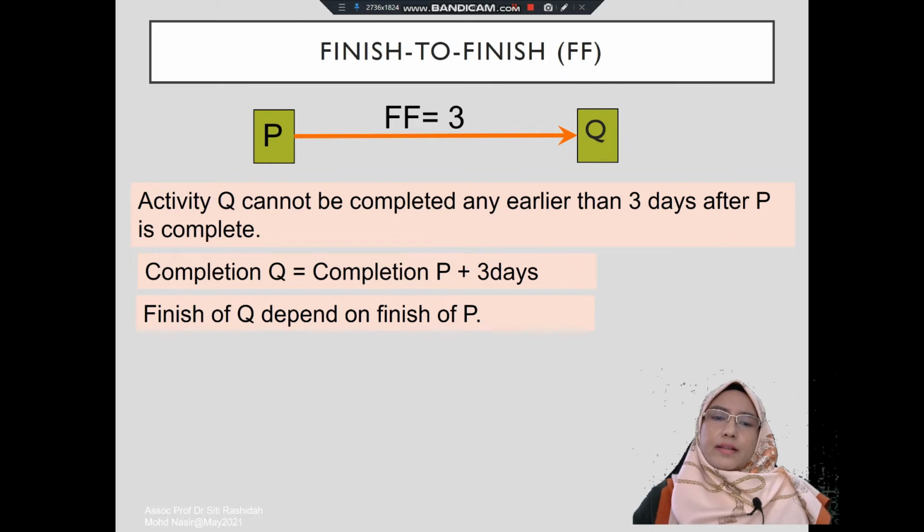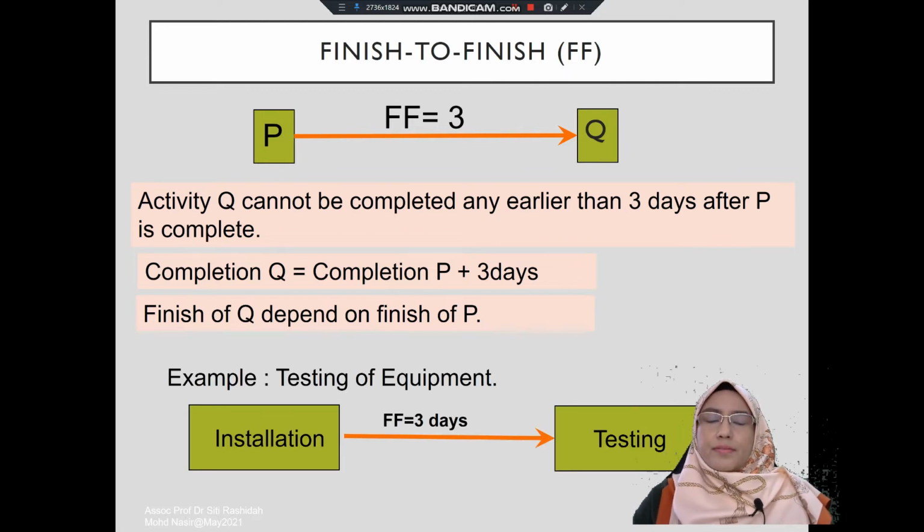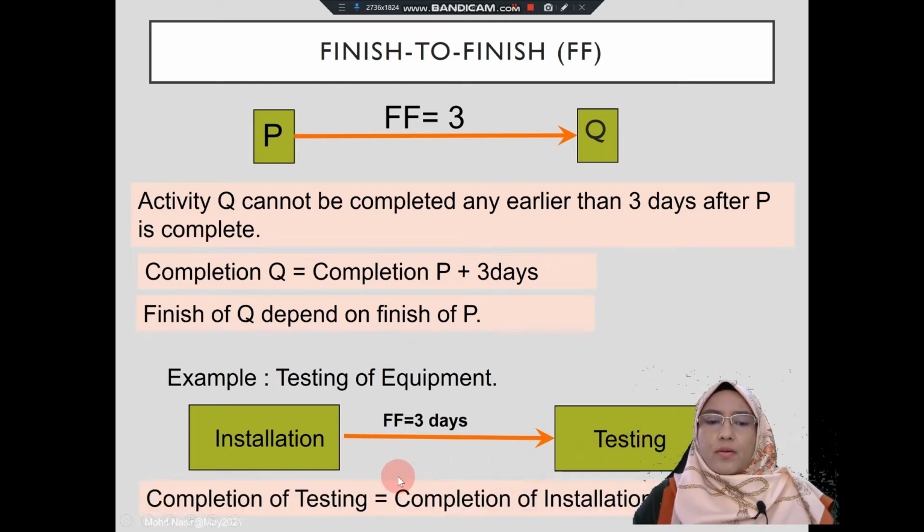Okay, let's look at this example. Example of testing of equipment. There is an installation activity followed by testing activity, and the relationship here is finish to finish 3 days. This relationship means that once the installation has completed, it has to wait for 3 days for the testing to complete. Or in other words, the completion of testing has to wait for 3 days after the completion of installation.